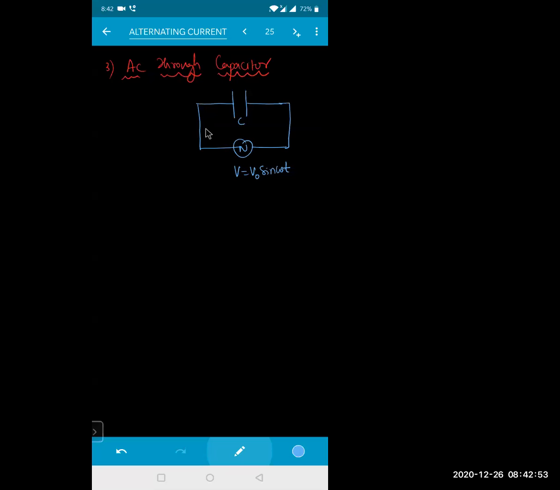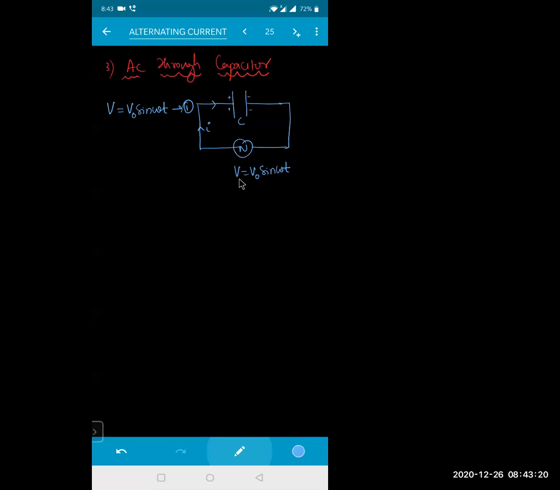From here there is a flow of current, that is I. This is a given condition. That means this potential is always common: V equals V naught sine omega t. This is always constant because this is the source being produced. Now see, when this is connected to the capacitor, the capacitor starts getting charged slowly. So what is happening to this right now?